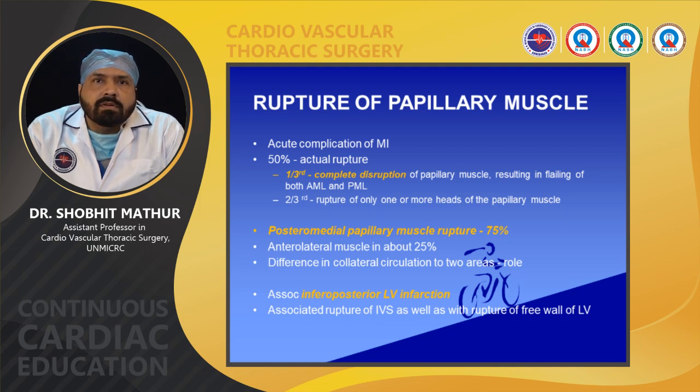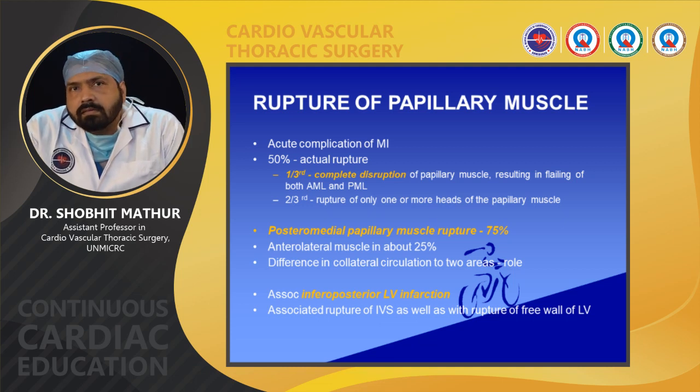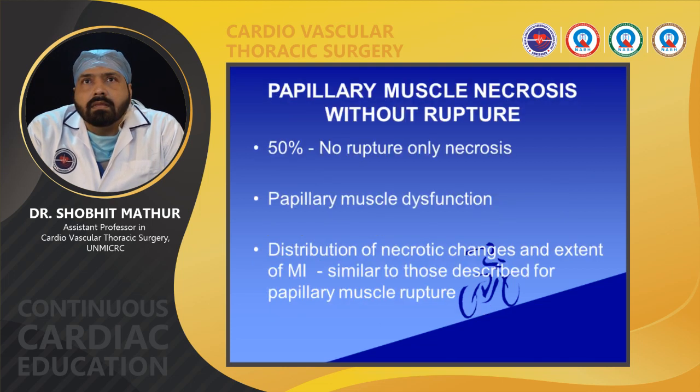There can be associated rupture of the interventricular septum as well as the free wall of the LV. So in some rare cases, the acute ischemic MR can coexist with VSR as well as a free wall rupture. Papillary muscle necrosis without rupture causes 50% of the acute MRs. So understanding the acute MR, 50% was due to papillary muscle rupture and 50% is due to only necrosis, not rupture. This is basically papillary muscle dysfunction. The distribution of the necrotic changes and the extent of MI are similar to those that I have already described for papillary muscle rupture.